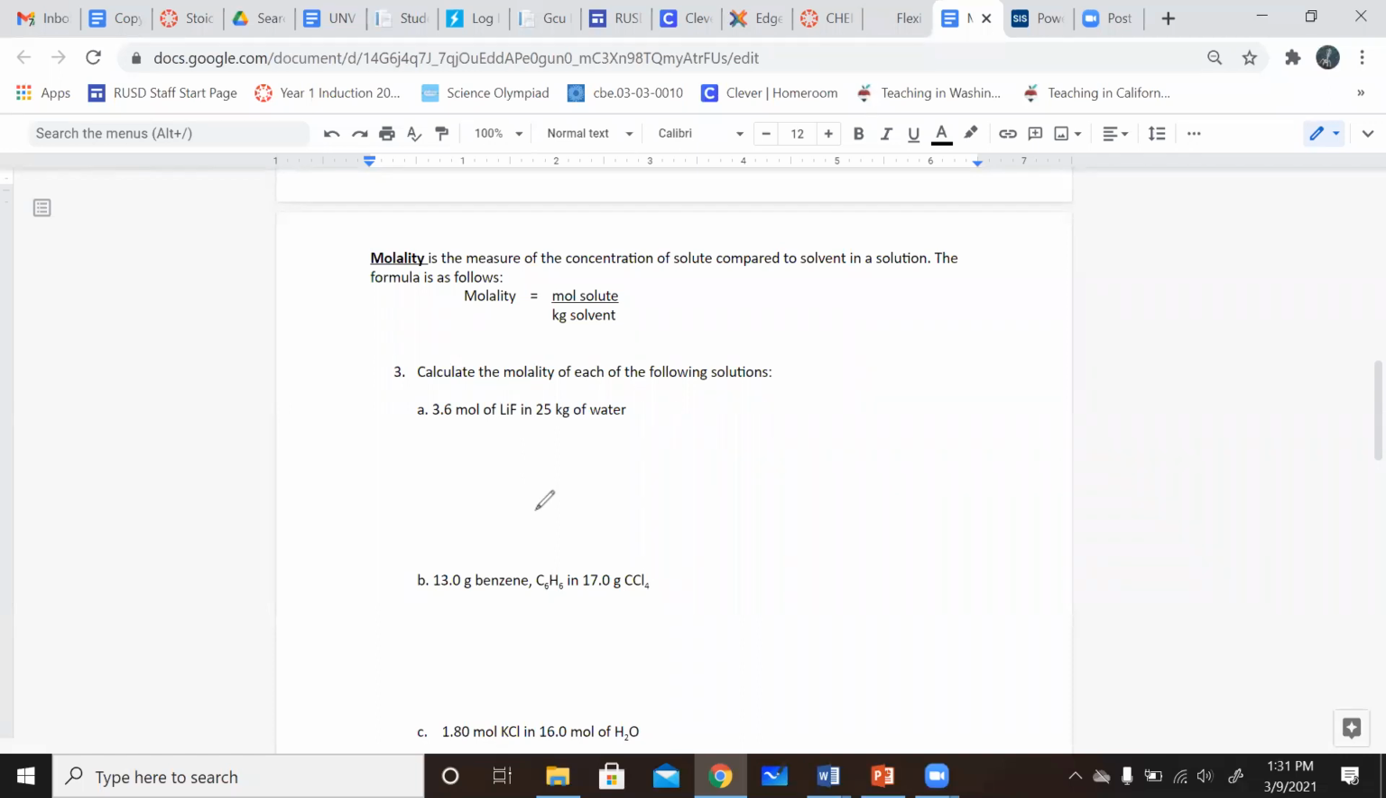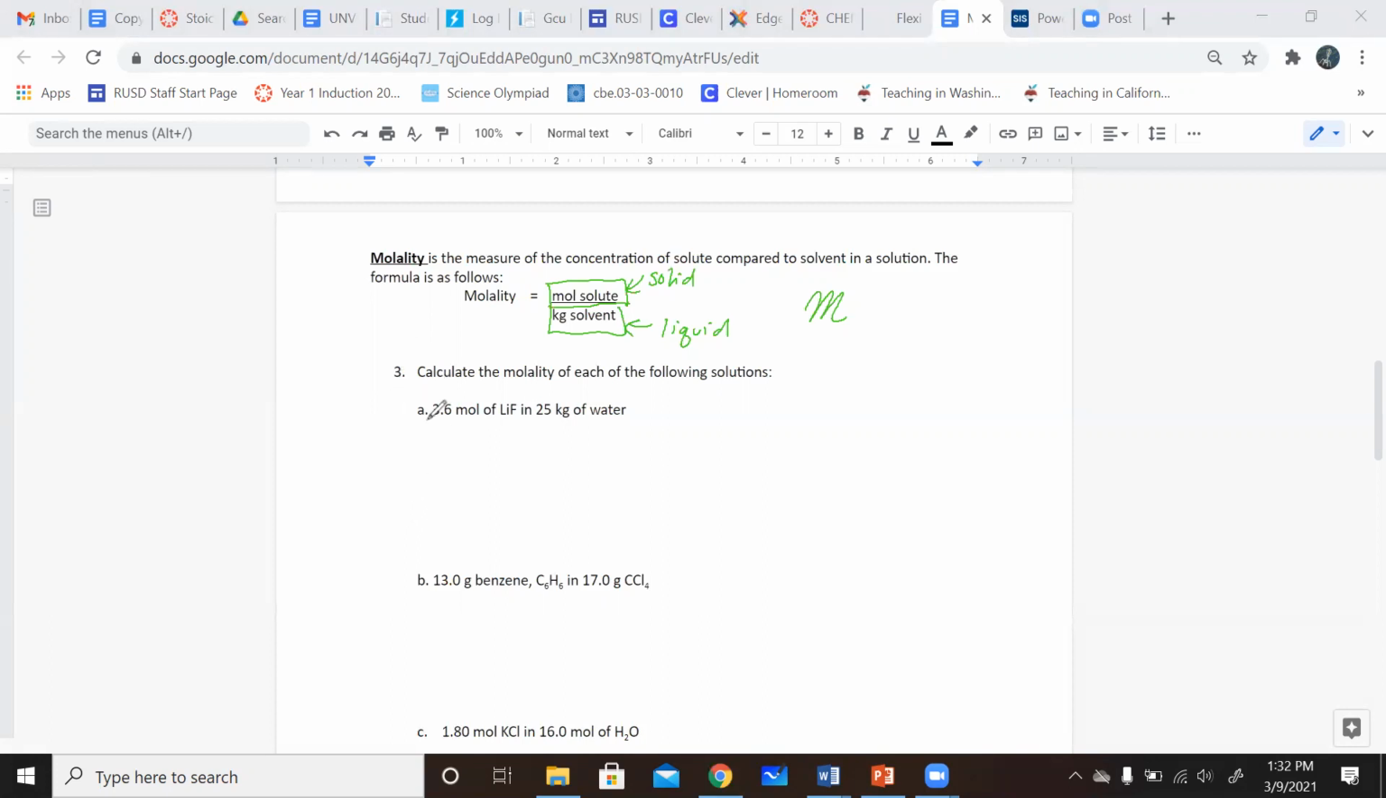Molality is going to be a little bit different than molarity. Molality is going to be moles of solute again. So again, moles of your solid thing. But this time we're not dividing by liters of solution. This time we're dividing by kilograms of solvent. So kilograms of your liquid thing. And our unit for molality is this little cursive m, lowercase this time.